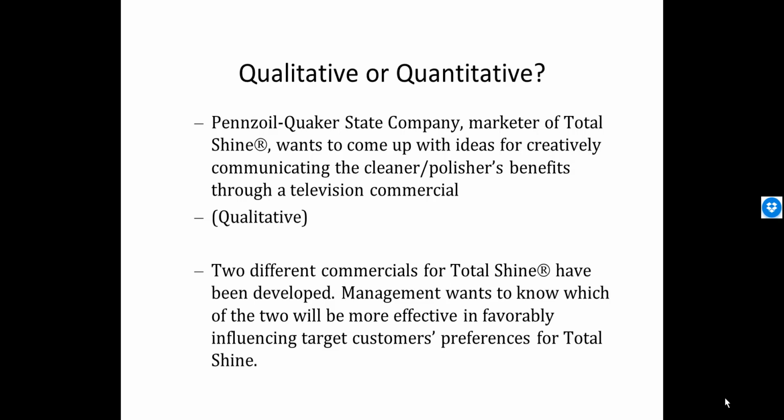So for this, a quantitative survey will be much more useful because it will allow you to conclusively say that commercial A is better than commercial B or vice versa. Whereas if you do qualitative research, even if you have clear preferences for one or the other, you couldn't really project it to the population. So you would have to do a conclusive study later on in any case.